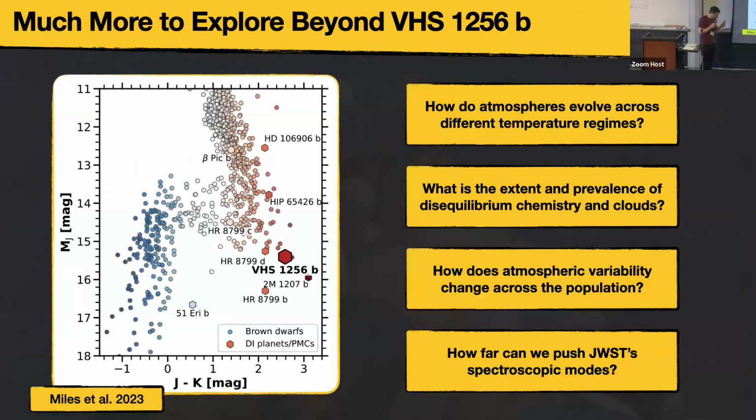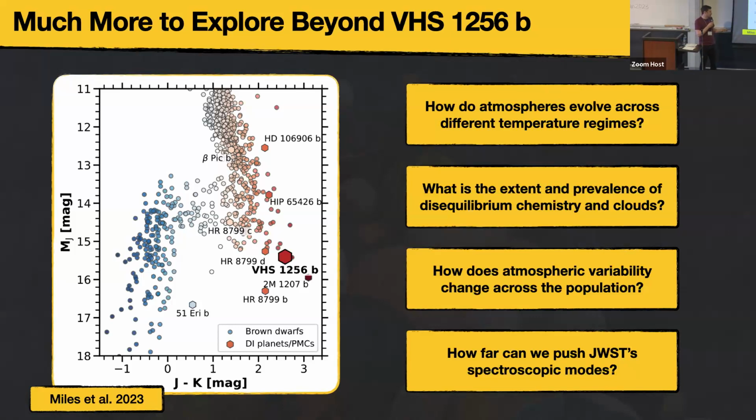That's just for VHS 1256b, but really there's a lot more to think about as well. The brown dwarf population is much more numerous than the directly imaged planet population. So we can start to characterize these objects across a wider range of temperature regimes to see how atmospheres evolve in temperature, and also figure out how disequilibrium chemistry responds to those changes. How do clouds respond to those changes? What drives the overall variance in atmospheres that we see across this population?